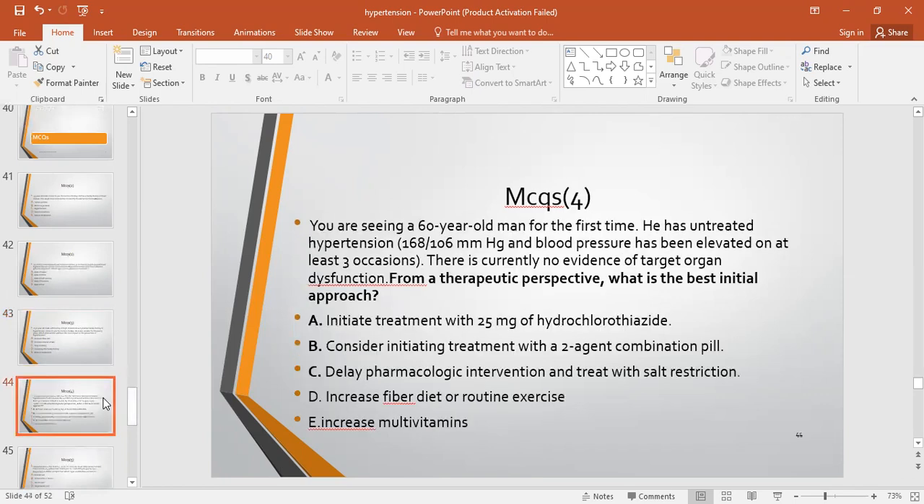You are seeing a 60-year-old man for the first time. He has untreated hypertension, 160/106 mmHg. Blood pressure has been elevated on at least 3 occasions. There is currently no evidence of target organ dysfunction. From a therapeutic perspective, what is the best initial approach? Initiate treatment with 25 mg of hydrochlorothiazide, consider initiating treatment with a 2-agent combination pill, delay pharmacological intervention and treat with salt reduction, increase fiber diet or routine exercise, or increase multivitamins. Beta is the right answer: consider initiating treatment with a 2-agent combination pill.